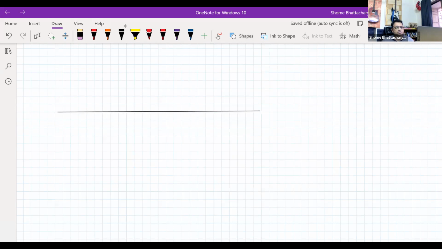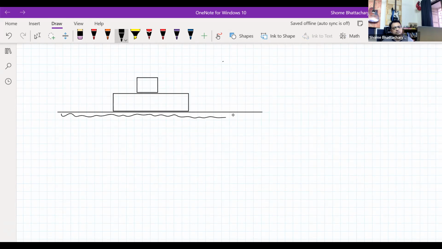So this is now a rough horizontal surface. It's not a smooth surface in this problem. And on top of that, I have kept a block which also has a rough surface. And on top of that block, I've kept another block. So there is friction between the two blocks, and there is friction between the ground and this one. So this is also a rough surface.